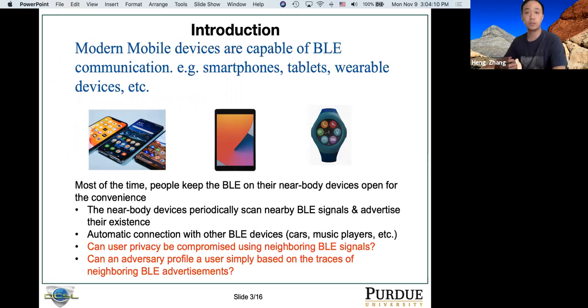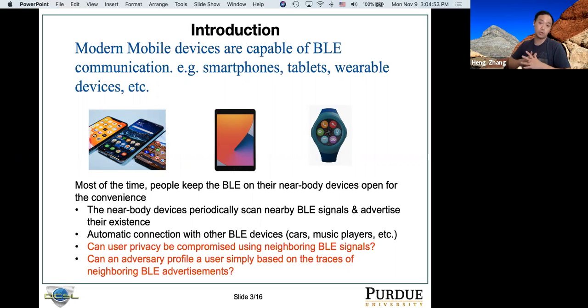So a quick introduction. As we know, pretty much every modern mobile device is capable of Bluetooth Low Energy communication, like your smartphones, your tablets, your wearable devices. Most of the time, the BLE functionality on these devices is open, although the user may not be aware of it or care too much, since it's convenient to keep it open, and the energy consumption is almost negligible. In fact, those devices are periodically scanning nearby BLE signals as well as advertising their existence.